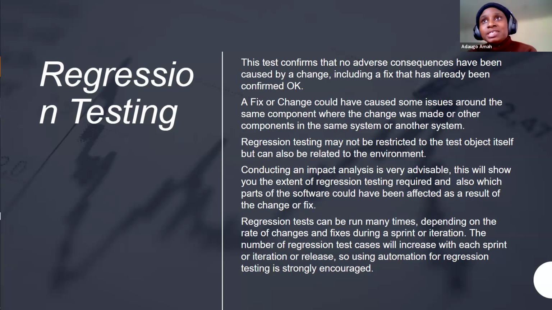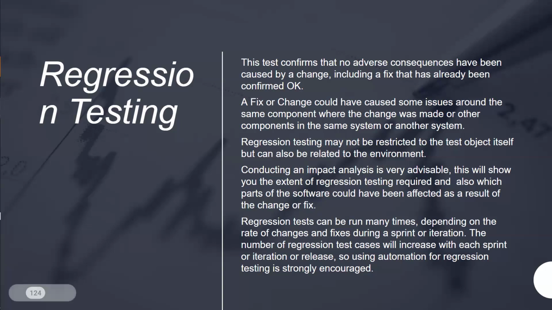For confirmation testing, you have raised a defect, something has gone wrong. You're testing to confirm that the fix that has been done by the developer is working. That means he has sorted it out. He has corrected it. Exactly. For regression, you're now testing that, okay, this fix that has been done, has it affected some other places? Exactly. Yeah, that's fine.